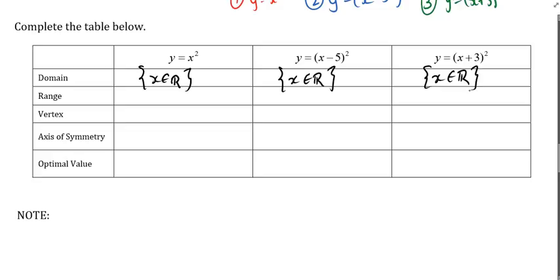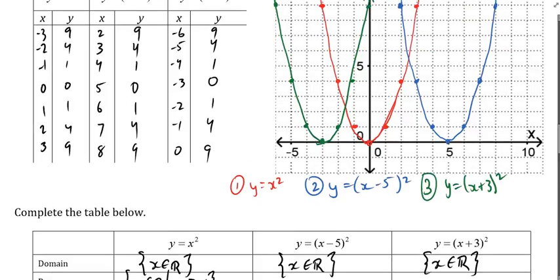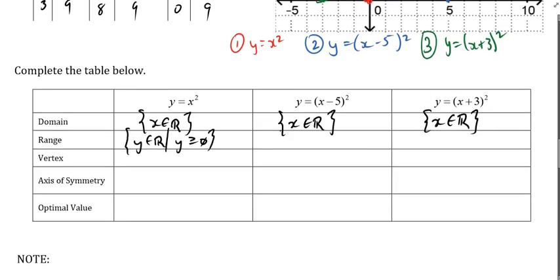How about the range? Okay, so we already did this for the last one. So it's y is an element of the real numbers such that y is greater than or equal to 0. Did it change? Riley? It did not change because we moved side to side. We moved horizontally. So for both of those, it didn't change.